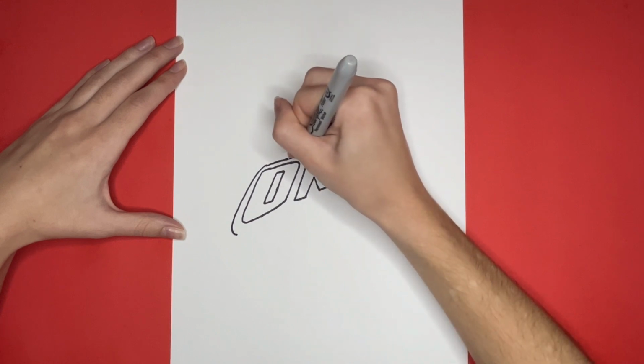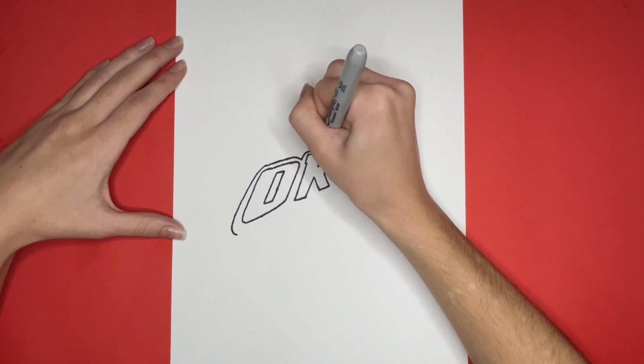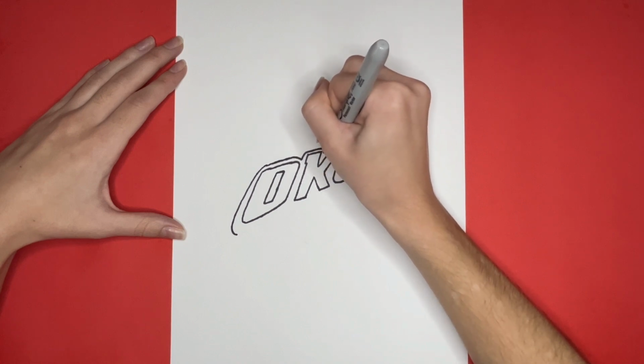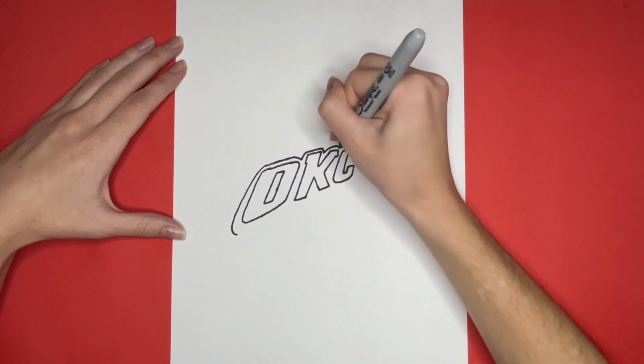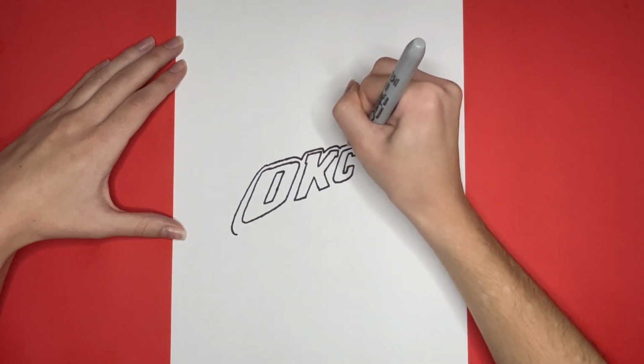For the outline, we are also going to make small indents around the letters to make it look like it's outlining the letters well. So you could see in between the O and the K how the line goes downwards and comes to a point a little bit, as well as around the K and C.